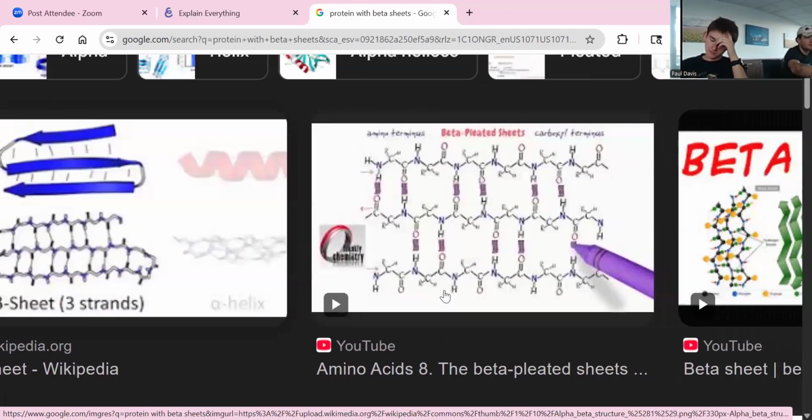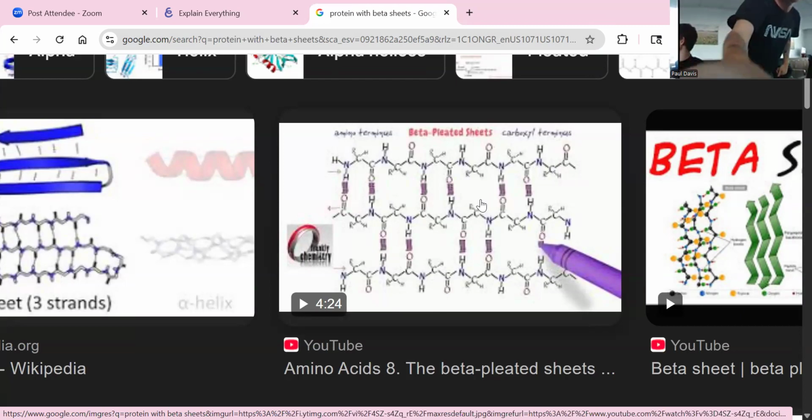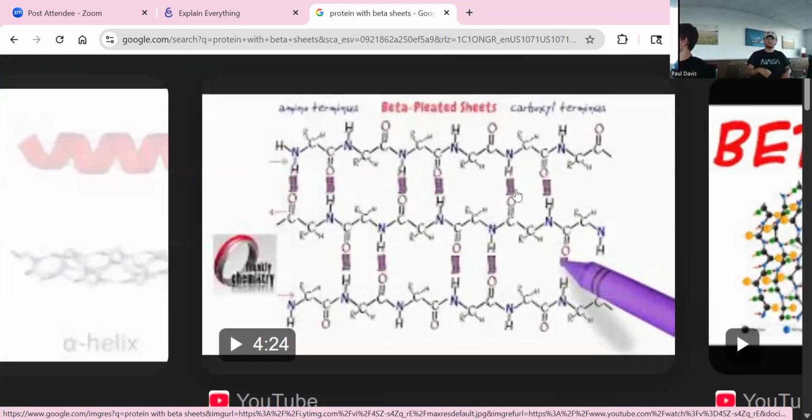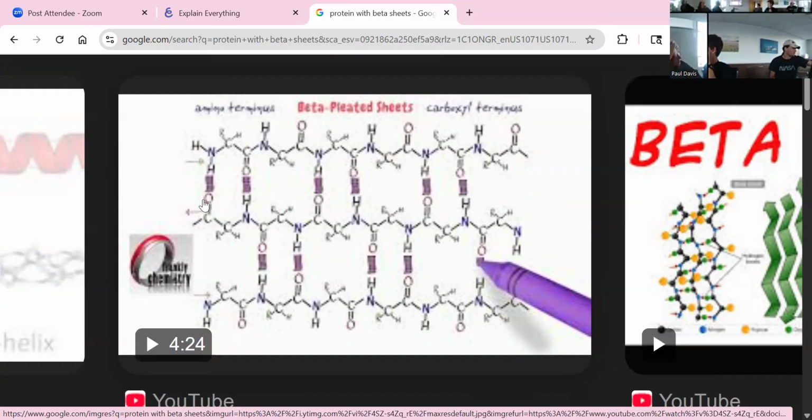And one thing I want you guys to note is that in your secondary structure, the bonds between your amino acids are between your amine group and your carbonyl, which is part of your carboxyl group. So I think that's one thing that I want you guys to write down.